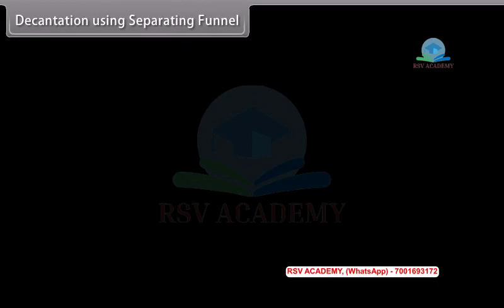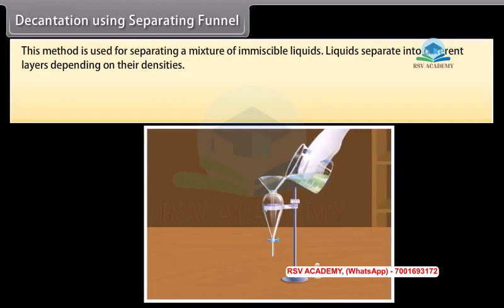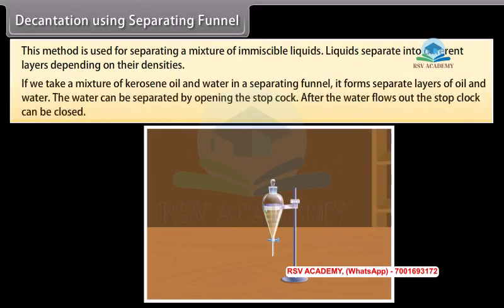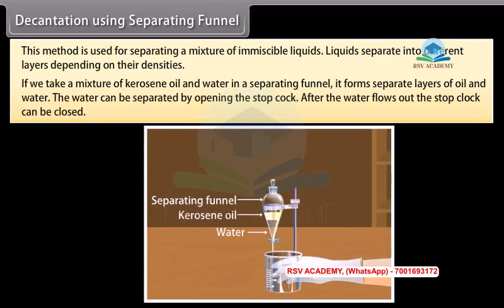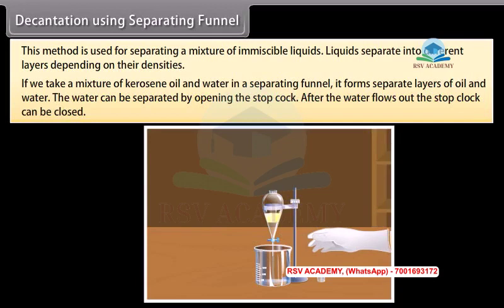Decantation using a separating funnel. This method is used for separating a mixture of immiscible liquids. Liquids separate into different layers depending on their densities. If we take a mixture of kerosene oil and water in a separating funnel, it forms separate layers of oil and water. The water can be separated by opening the stopcock. After the water flows out, the stopcock can be closed.